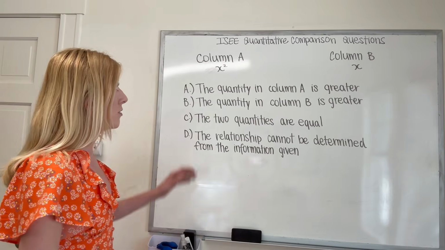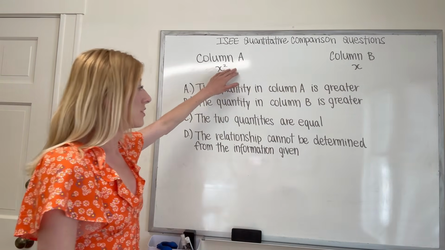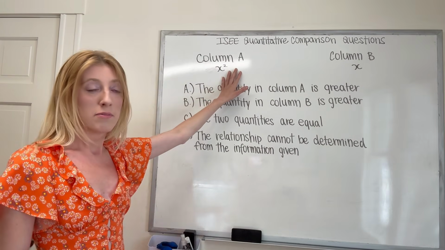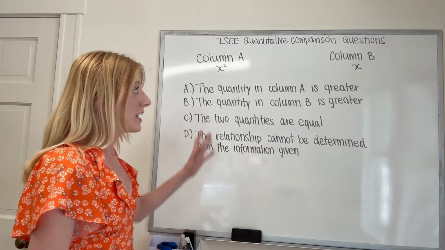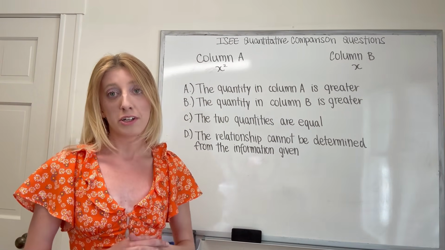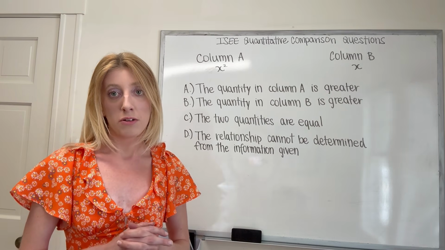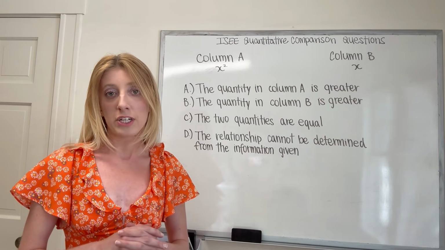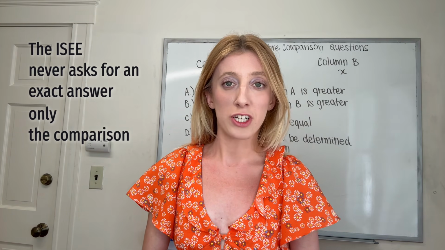So for our question above, column A is x squared and column B is x. When I let x equal 3, column A will be greater. When I let x equal 0.5, column B will be greater. When I let x equal 1, they'll equal each other. So that's a perfect situation where answer choice D is chosen, because we get different scenarios under different conditions. A helpful thing about these questions is that the ISEE never asks for an exact answer, only the comparison. That opens the door to some very efficient strategies.